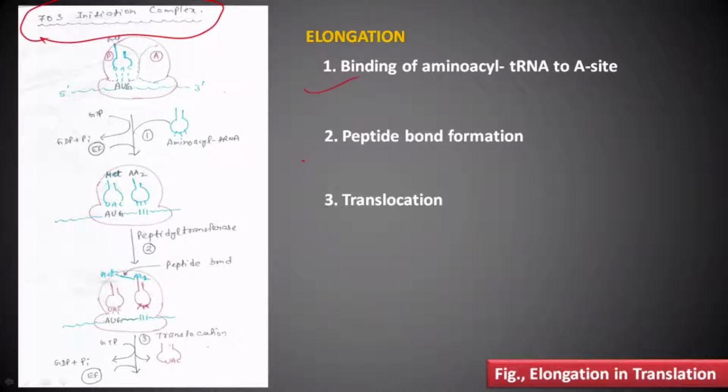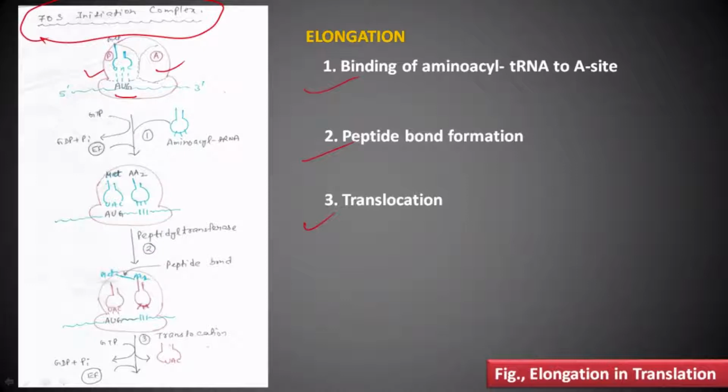bond formation, and translocation. Here is a general picture which is applicable for both eukaryotes and prokaryotes. In the picture you can see that the methionine tRNA has come to the P position, and it has base paired with the initiation codon AUG. The A site is now empty. Now it is ready to take a new amino acid tRNA.